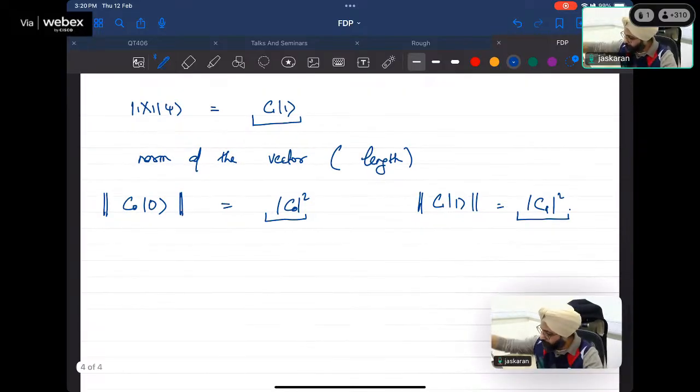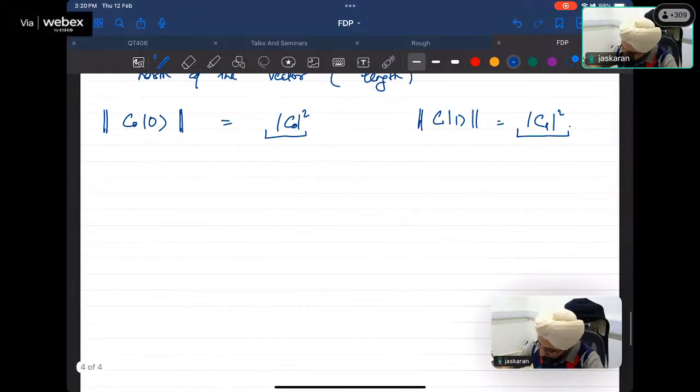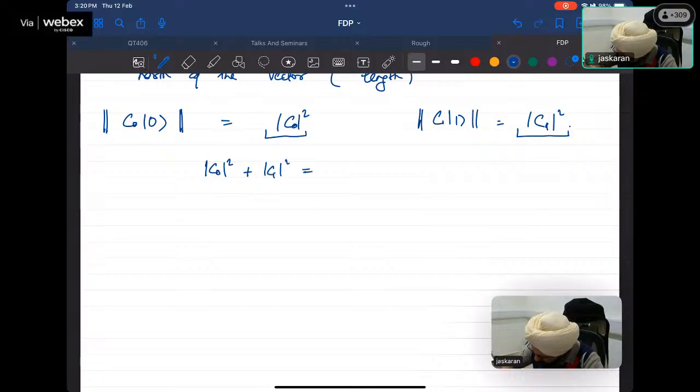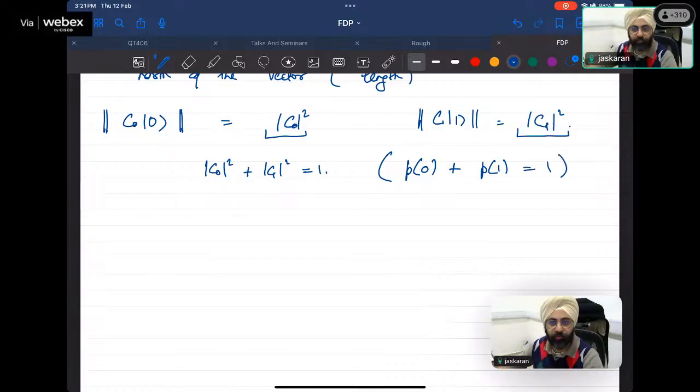So somehow we have this concept now, at least in our mind. Moreover, the lengths of both of the projectors should sum to 1, because the probability of obtaining the outcome 0 plus the probability of obtaining the outcome 1 should sum to 1, as they are mutually exclusive and exhaustive.